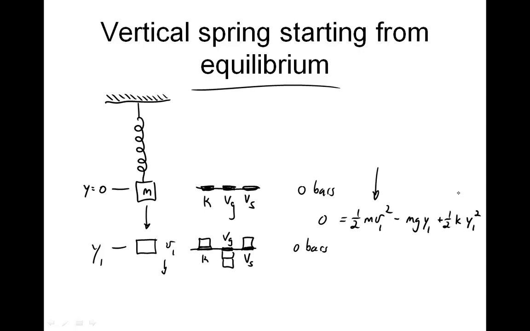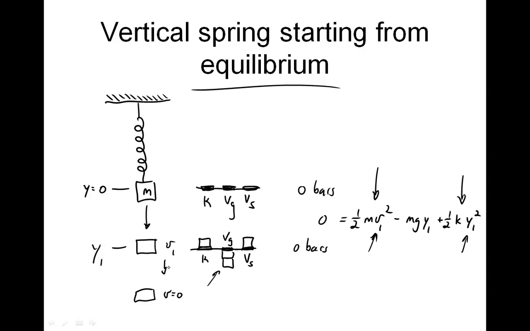Notice kinetic energy and spring potential energy always must be positive. They can never be negative. Gravity can be negative. Because velocity is squared, kinetic energy must be positive. Because displacement, whether it's positive or negative, is squared, the spring potential energy must also be positive at all times.